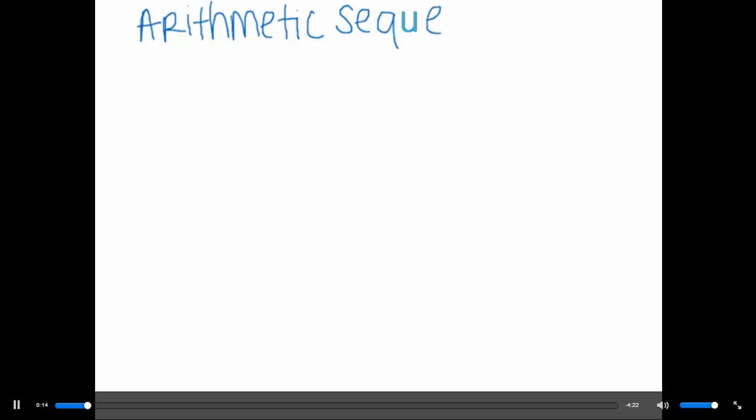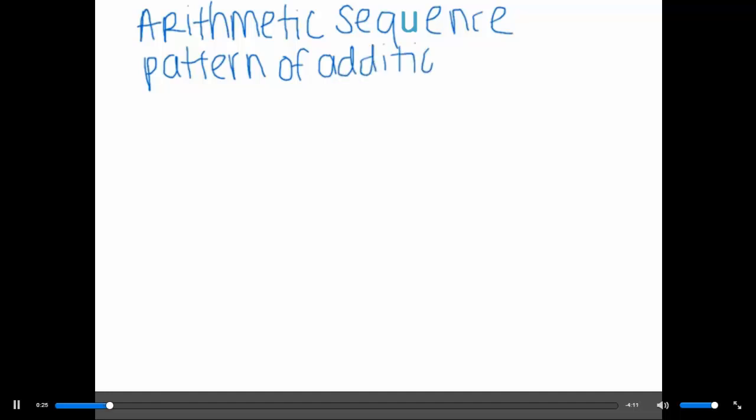Today we're going to look at a very special type of sequence called an arithmetic sequence. Okay, now an arithmetic sequence has a pattern of addition or subtraction. Okay, so we're going to take a look at some of these patterns and then learn how to write them.